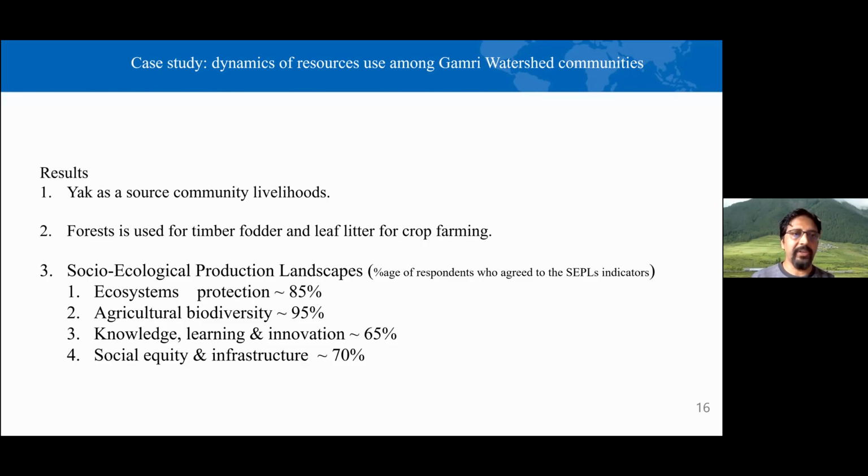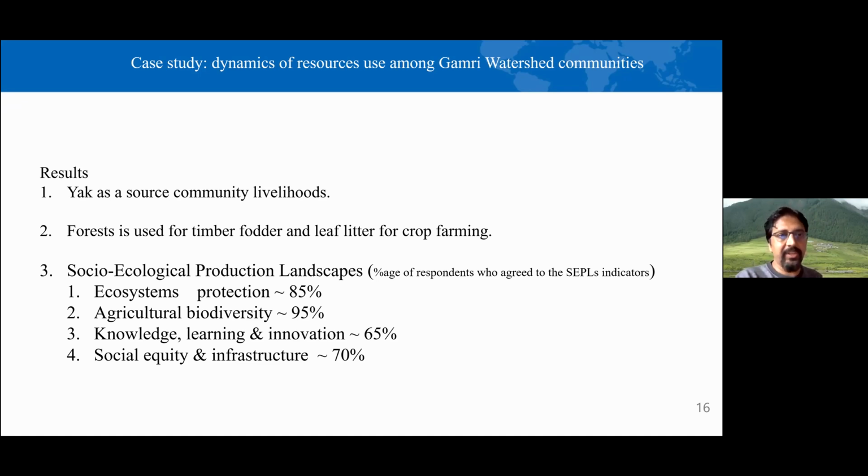So this is our result. Yak as a source of community livelihoods. In the highland communities, their main source is the yak product. So this yak is going to the national park and going to the lower elevations and affecting the national park. So the question is whether to restrict this yak going to the national park. And these are also coming to the lower elevations with the other people. So should we restrict? It's a question of livelihood and then the use of forest.